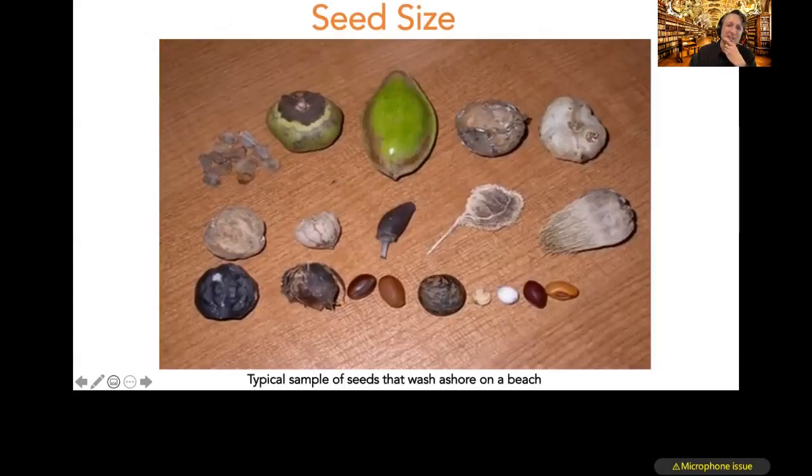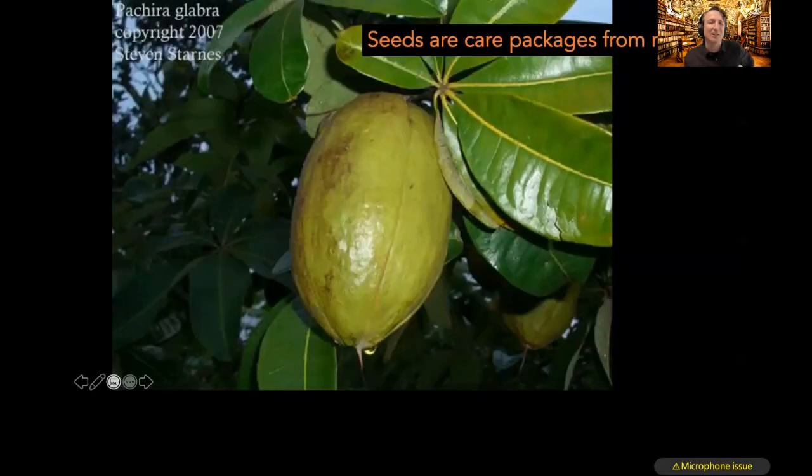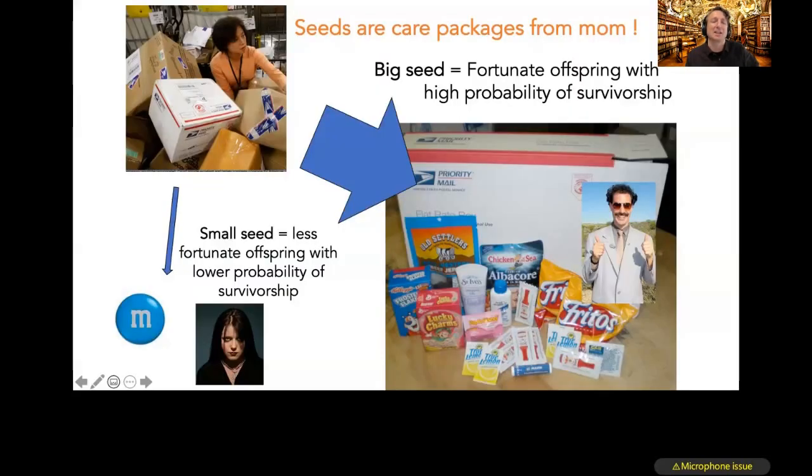All right, so seeds, let's just think a little bit about seeds. One of my last examples here is going to be seeds. So seed size. If you go out in the world and start collecting seeds, tropical beaches are awesome because you get all these amazing tropical seeds. There are typical seeds that wash ashore at typical beaches. And you know, seeds really are care packages from your plant mom. And so think of it as this allocation to the future generation. So think of it as a big fruit with all these seeds on the inside, right? So these care packages, right?